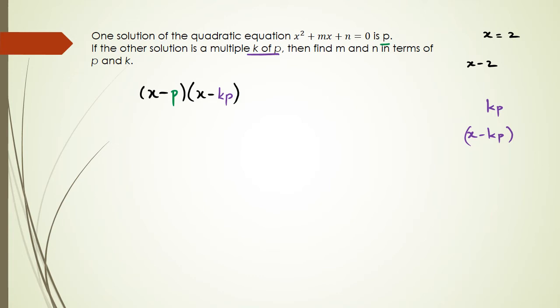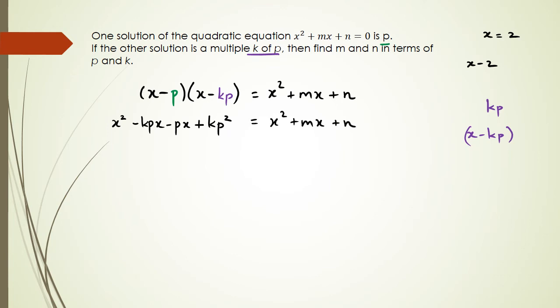What I do know is that this quadratic is equal to x squared plus mx plus n. So we need to expand the brackets on the left-hand side. x times x is x squared. x times negative Kp is negative Kpx. Negative p times x is negative px. Negative p times negative Kp is positive Kp squared. And that's equal to x squared plus mx plus n.